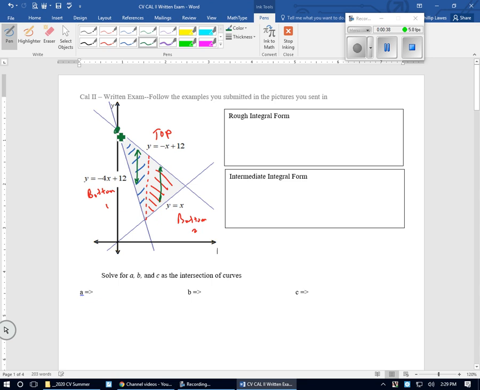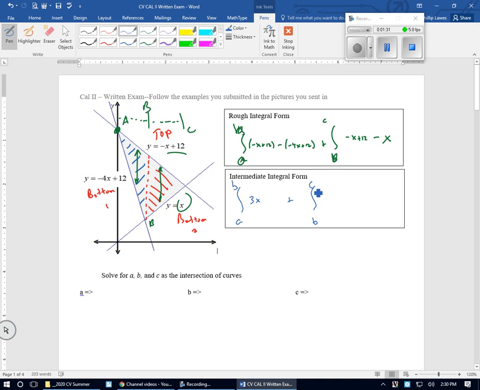So our rough integral, we're going to call that from that x number, A, to that x number, that's where the change occurs, to that x number, C. So we have the integral from A to B of top minus bottom in the first section, plus the integral from B to C, I should use lowercase, of the top minus the bottom. And that cleans up to be the integral from A to B of 3x plus the integral from B to C of negative 2x plus 12.